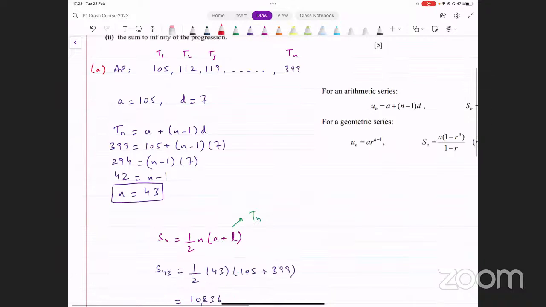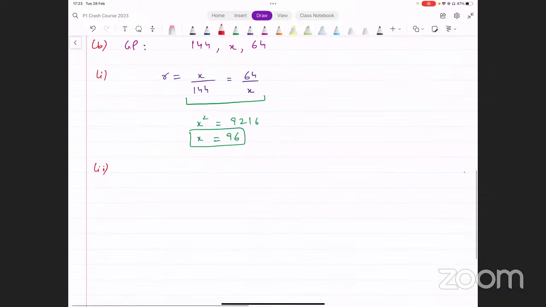B2 says find the sum to infinity of the progression. Now, what's the sum to infinity formula? It's a over 1 minus r. We already have the value of a, that is 144, divided by 1 minus r, and that's a problem. We do not know what r is.